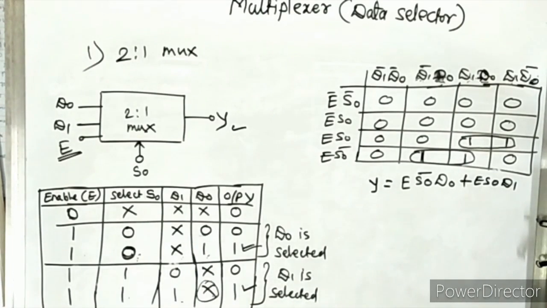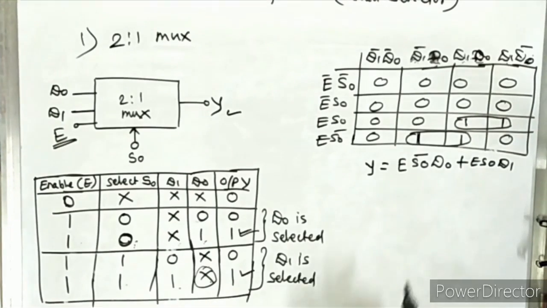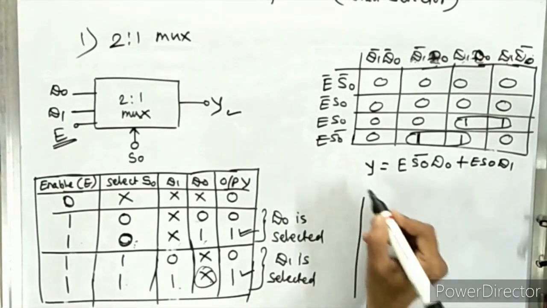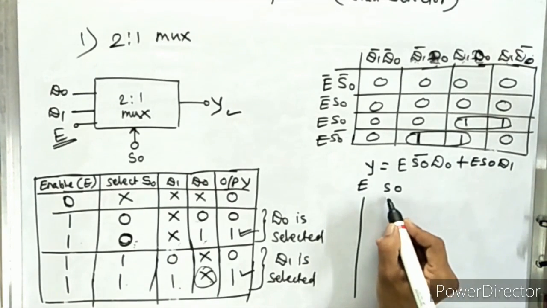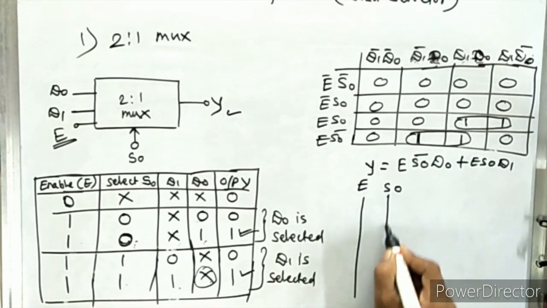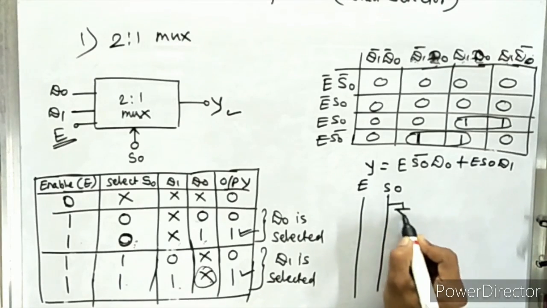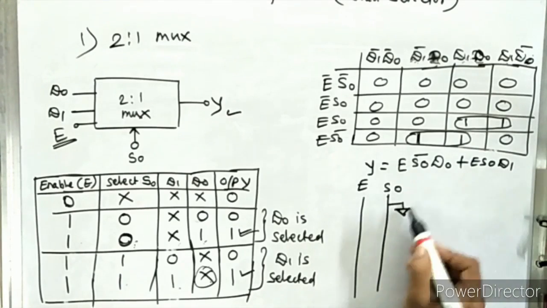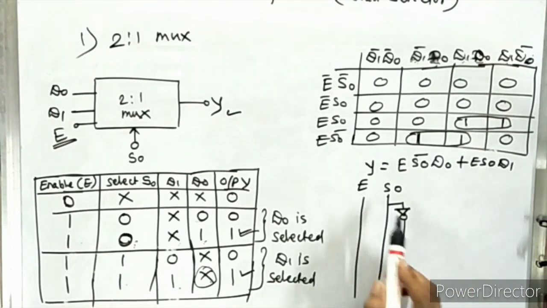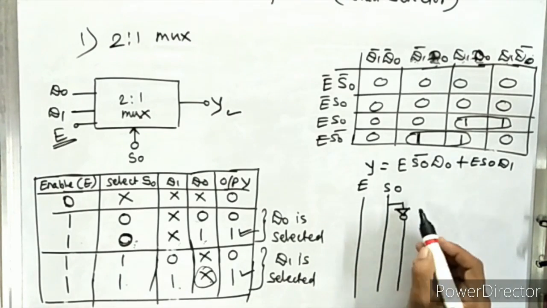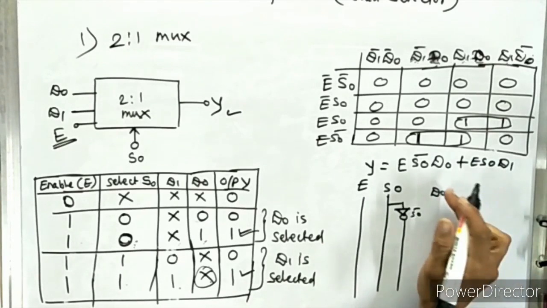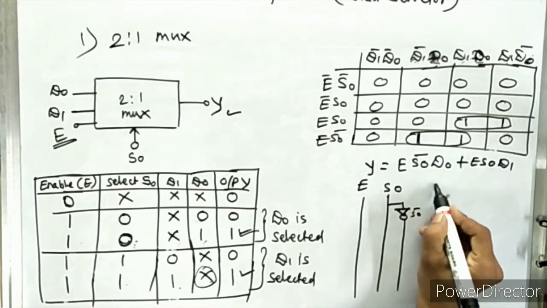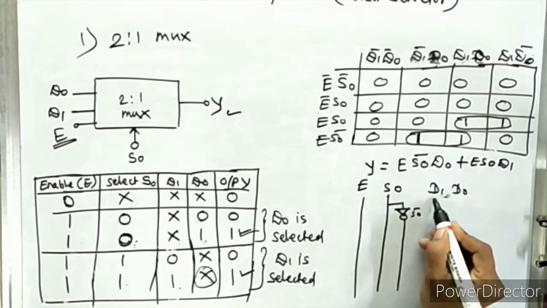logical diagram for this 2:1 multiplexer. So here take the input E, then another input S0. We require both S0 bar and S0. So take two inputs. So this is S0 and this NOT gate will provide S0 bar. Now take the inputs D0, D1 and D0.